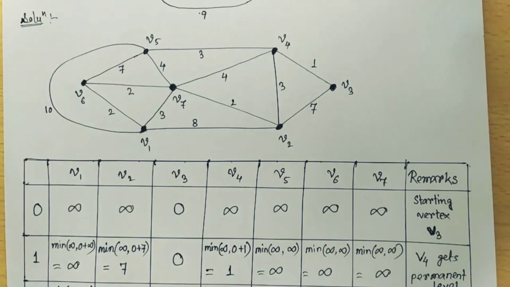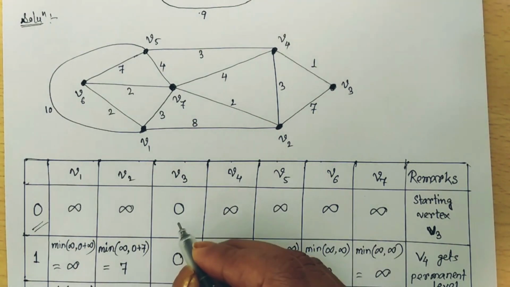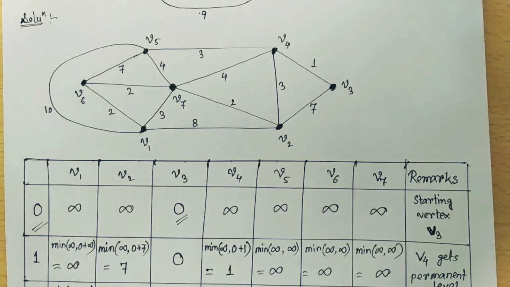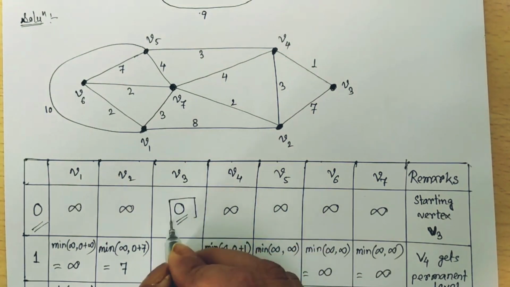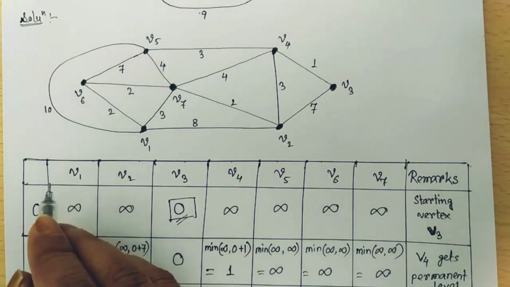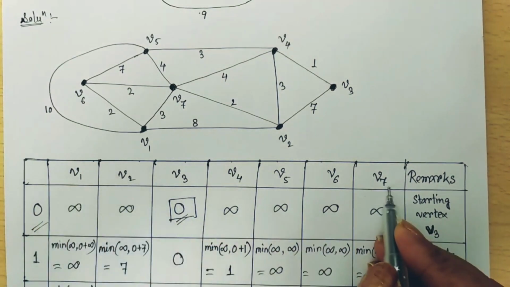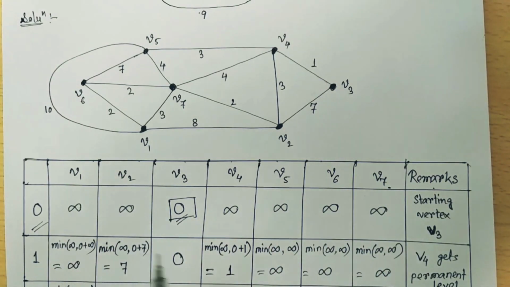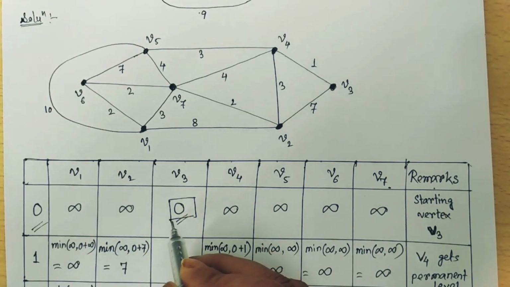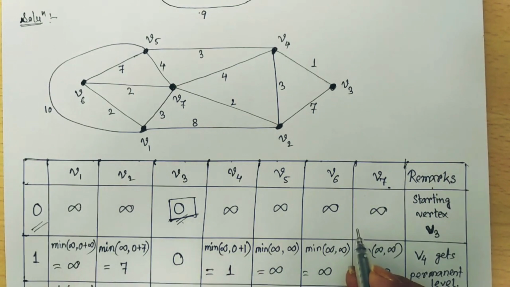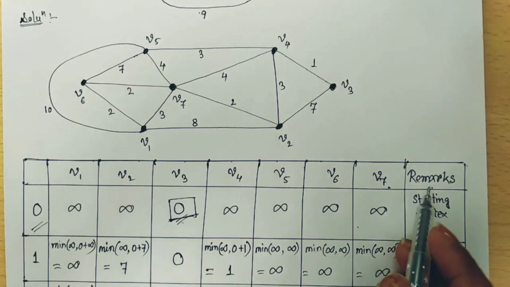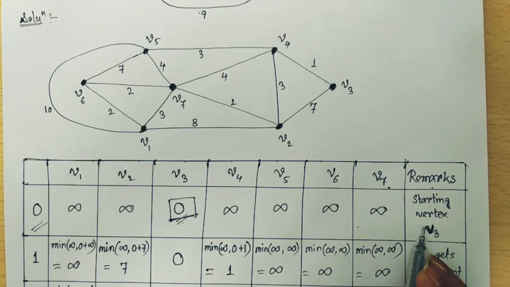In this table, initially at the 0th label, our starting point is V3. So we assign the value 0 to V3, and that is set as the starting label, the base label for the vertex V3. It is the starting point. Now the remaining vertices, we write all these vertices first, and this is the remark column. V3 having been assigned the labeling value 0, for all the remaining vertices we assign the value infinity, and in the remark column we write V3 is the starting vertex.